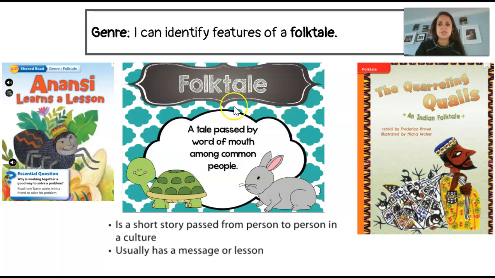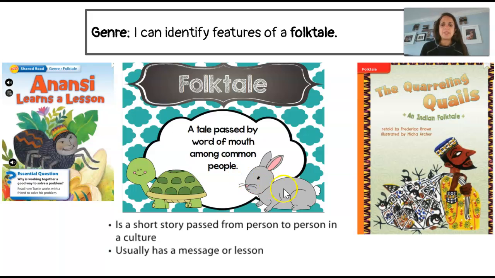Let's look at this anchor chart. A tale passed by word of mouth among common people. There's another feature of a folk tale. It's passed down from generation to generation, and it's told by word of mouth to teach a lesson.